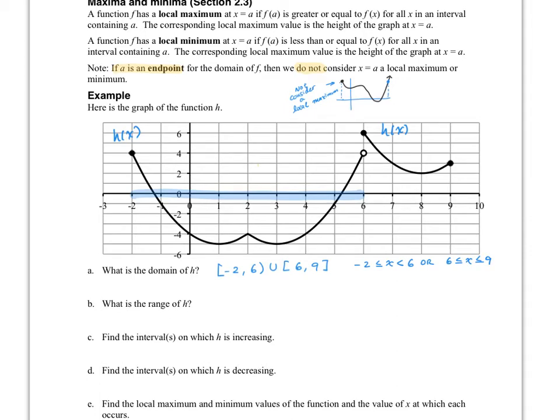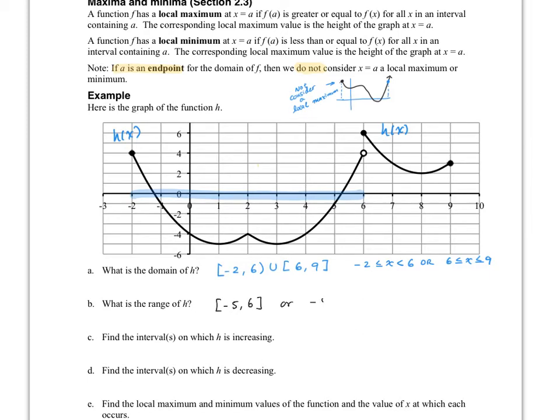So that's the domain. Now the range, remember, are the y values or the output. The lowest that the graph goes is to this value, which is -5, and the highest it goes is to this one, which is 6. So therefore the range will go from -5 to 6.